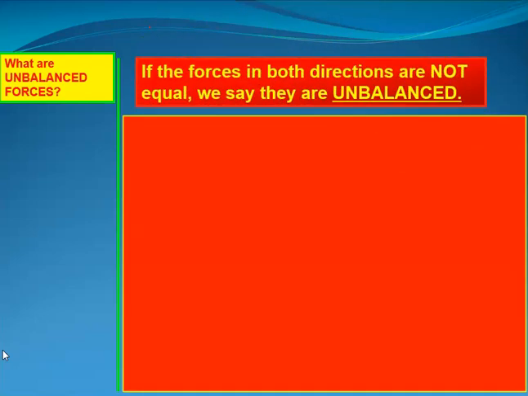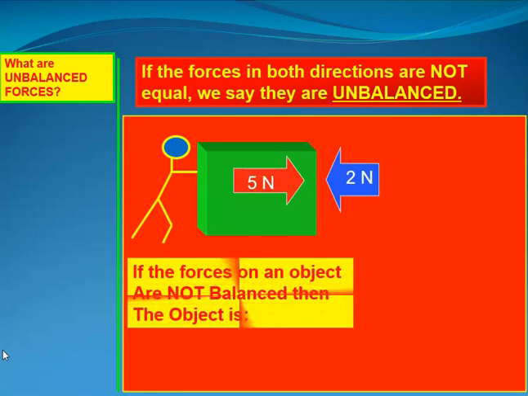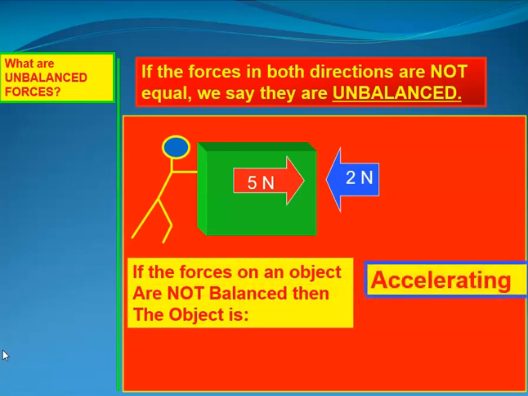So if the forces in both directions are not equal, we say they are unbalanced. Now we have 5 newtons to the right and 2 newtons back to the left. If the forces on an object are not balanced, then the object is accelerating. That's the only state of motion it can have. Accelerating, remember, could mean a number of things. It's speeding up, it's slowing down, or it's changing direction.